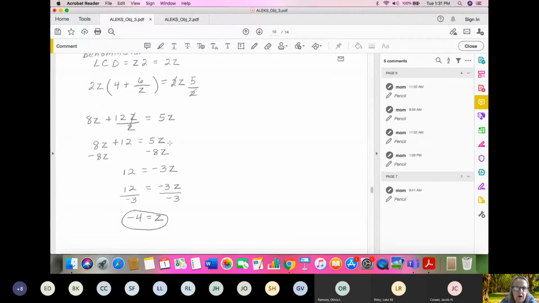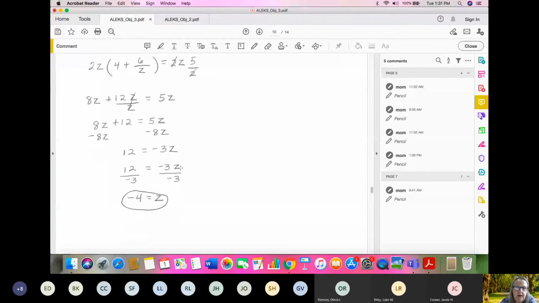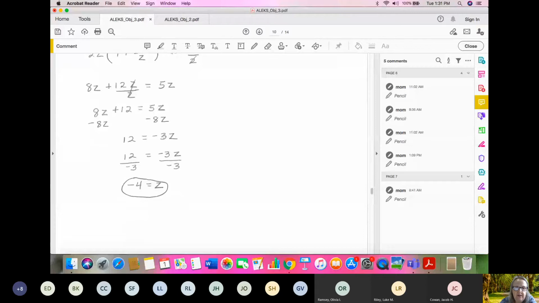Let's solve for z. The opposite of adding 8 is subtracting 8. So let's subtract 8 from both sides. So we get 12 from here. 5 minus 8 is -3, and then we have z. Now we want to divide both. So this -3 is participating in multiplication. The opposite of multiplication is division. So let's divide both sides by -3. -3 divided by -3, that's 1. Negative divided by a negative is a positive. 3 divided by 3 is 1. 1 times z is just z.